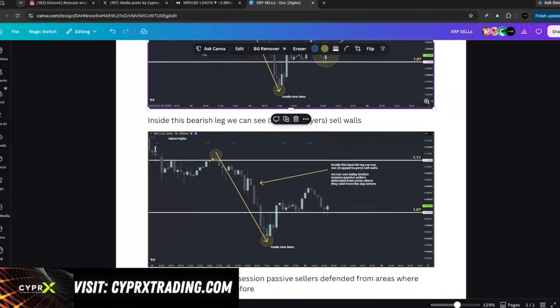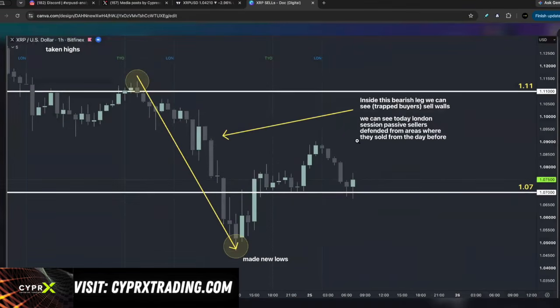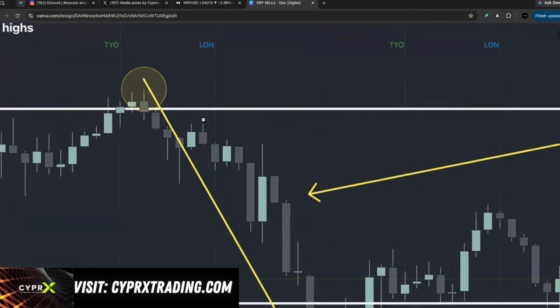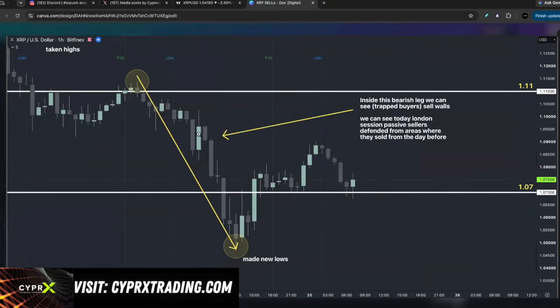So inside this bearish leg, we can see trapped buyers or sell walls. We can see today's London session had passive sellers defending from areas where they previously sold from during the London session before. So here during this London session, you can see up candles that then led to new structure lows, or trapped buyers. This is what a trapped buyer looks like on TradingView.